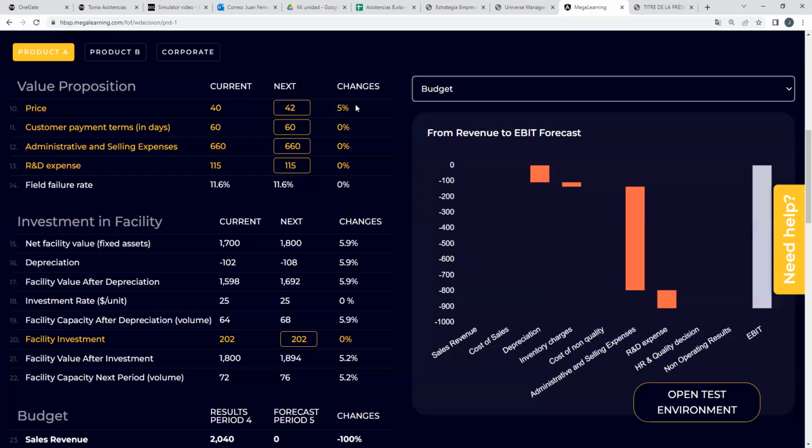The next input is the one with customer payment terms. You are seeing that the company collects the money 60 days after product A is sold. Remember that this customer likes credit. So you need to make a decision. Should I give him more days? Should I give him fewer days? What is the trade-off?